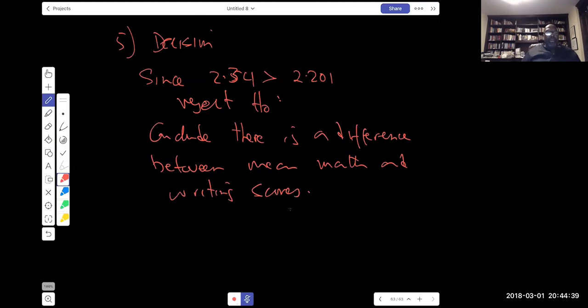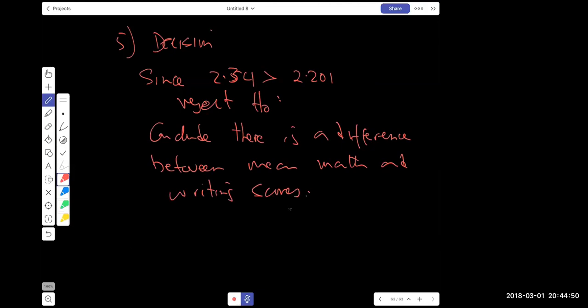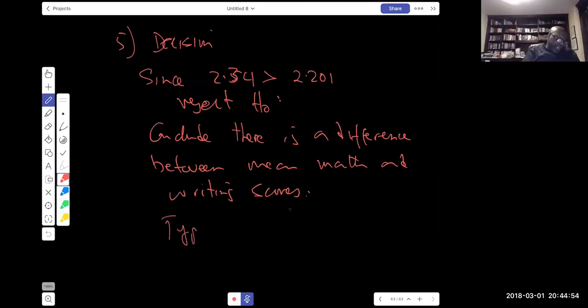Okay, can we make an error? Can we be wrong? We can be wrong. What kind of error? Type 1 or type 2? Type 1 error, precisely, because type 1 error is based on rejecting the null hypothesis. Since we rejected the null hypothesis, the only error that we could commit is type 1.